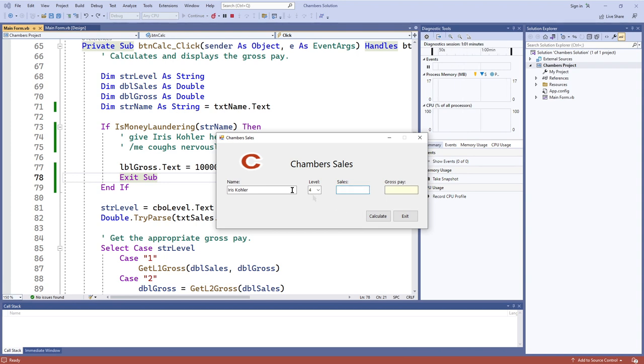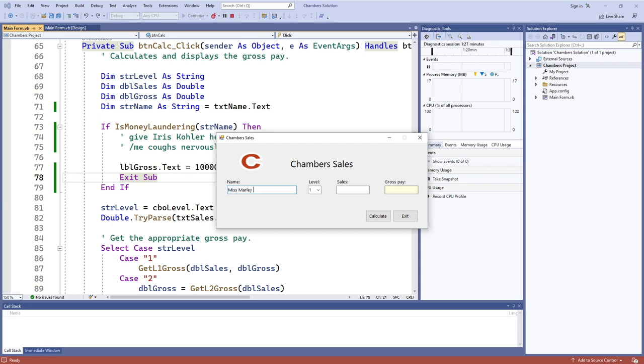Let's get all that out of there. All right. Now, it doesn't matter what the level is, what the sales are. If my name is there, my pay is $1 million. I can't even put in blank sales. It doesn't matter, because we weren't doing anything with the blank sales, because this was before I even tried parsing the sales. So, it's very nice.